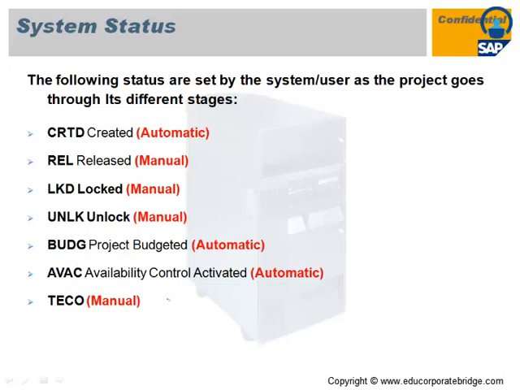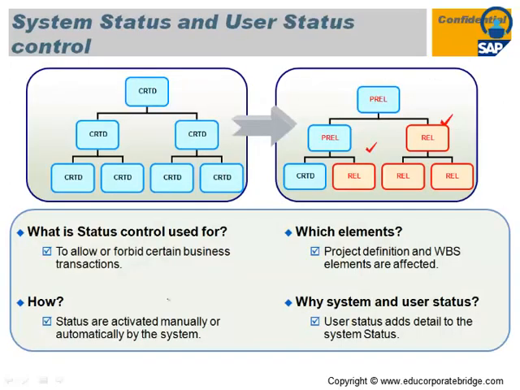You cannot convert the status from release back to created. Once you release a project, you cannot again revoke it as created, but you can unlock, lock, and TECO, which can be revoked. Those things are possible in the system. So this is the system status and the user status. Further you can create a user status according to the business requirement.